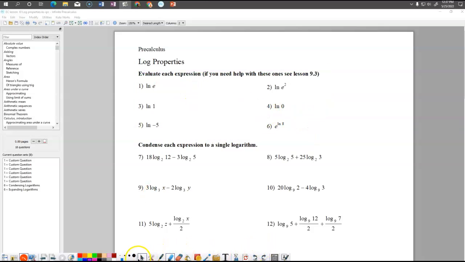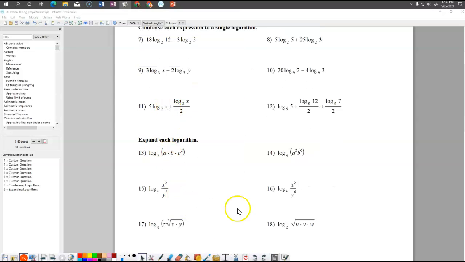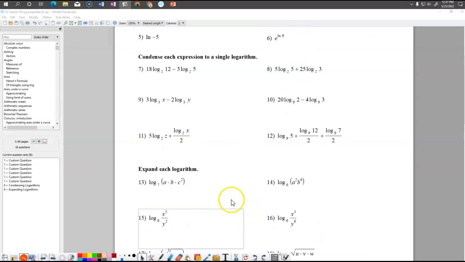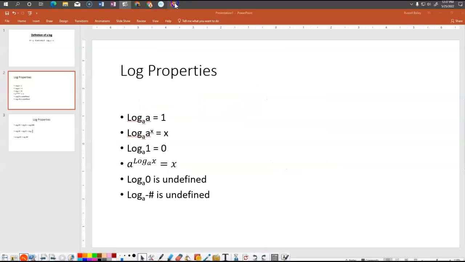But we're going to move on to the next part, though, for numbers 7 through 18. I'll be doing the odd ones, and you guys can do the even ones. And we'll look at some more log properties to help us with those. So let's take a look at those properties now.